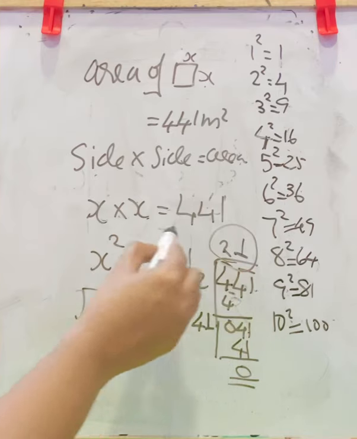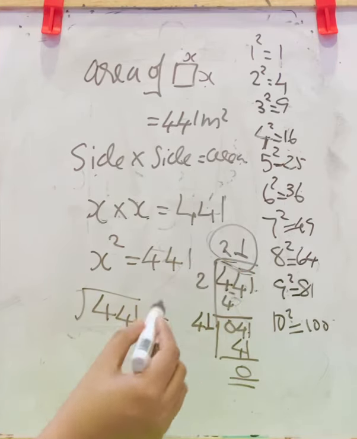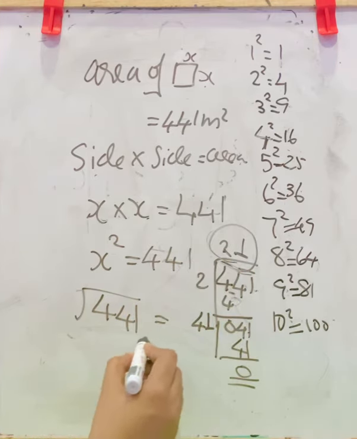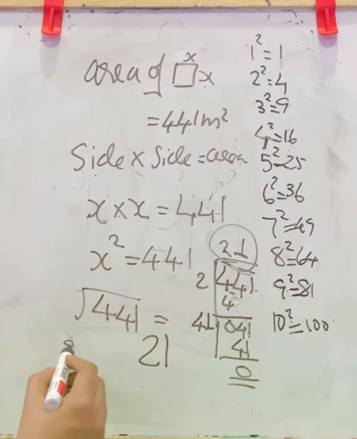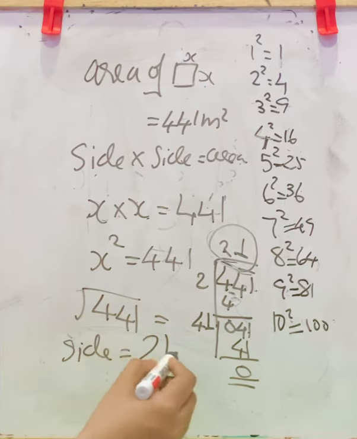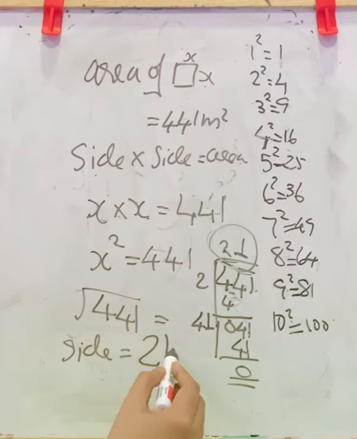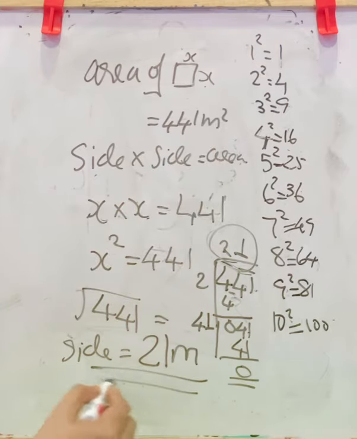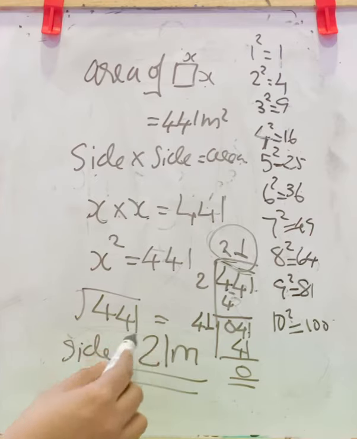So what is the square root? The square root lies here. That is, square root of 441 is 21. That means side equal to 21. Here it was meter square, so we can say it is meter. In area we can say meter square. Side becomes meter, 21 meter.